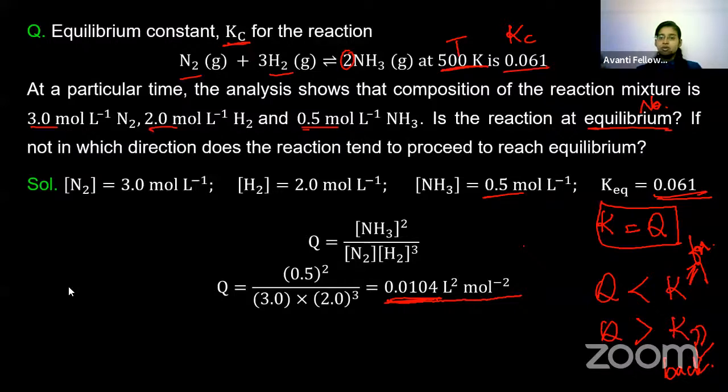I have given you the hint for finding out the answer, right? What is the answer? Will it move towards forward or backward? Yeah, forward. Because the K value is greater. It is 0.06. But here 0.01. So K value is greater than Q. So the reaction will proceed towards forward direction.